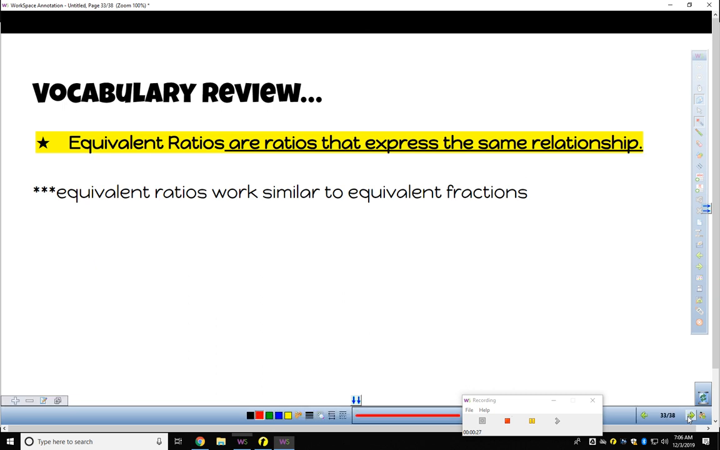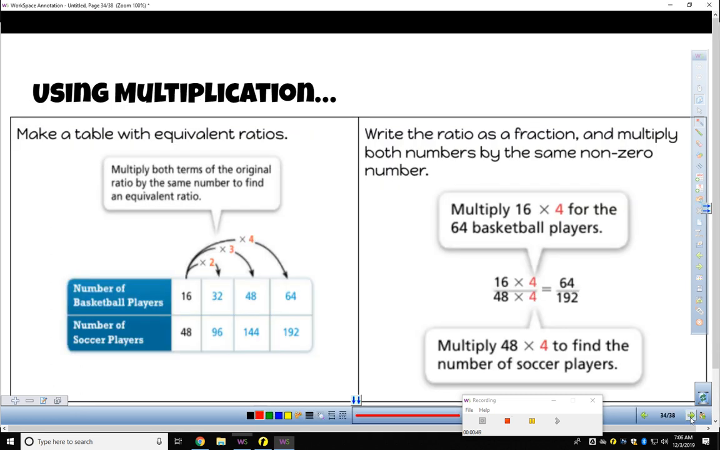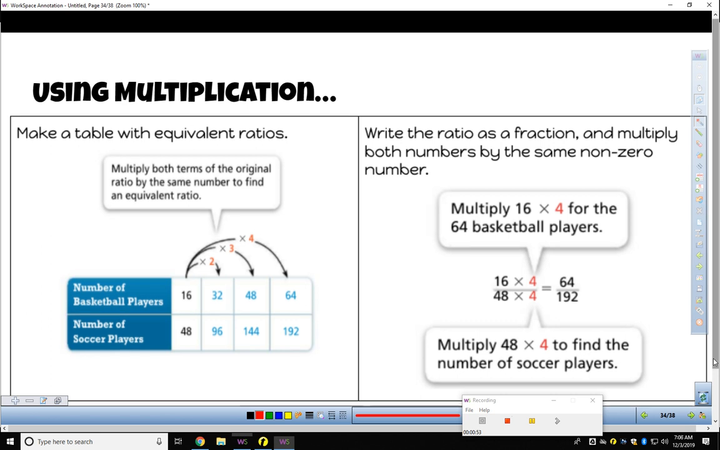An equivalent ratio is just a ratio that expresses the same relationship, so that they are equivalent. They work very similar to equivalent fractions. So even though the digits might be different, they express that same relationship, right? They are worth the same amount. Using multiplication, we can find equivalent ratios in one of two ways.